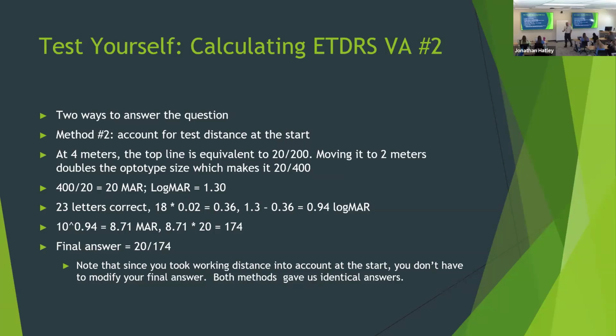So in this way, you're accounting for the differing test distances at the beginning of the equation rather than at the end. It's really up to you. You come out with the same numbers. This would probably be more handy if you were having to convert from like 4 meter acuities to 3 meter acuities or something like that. If you're just gonna move it up 2 meters, then you can just basically double it and be done, in my opinion.